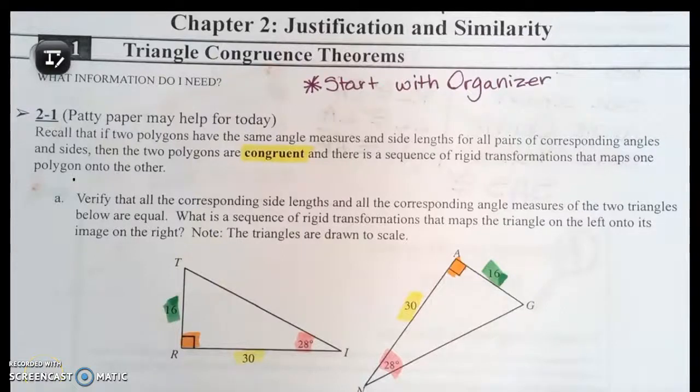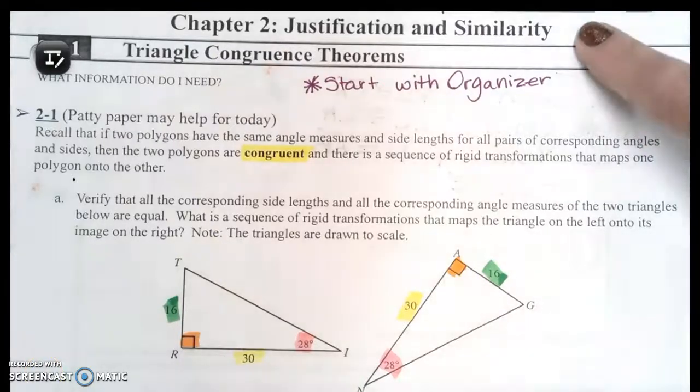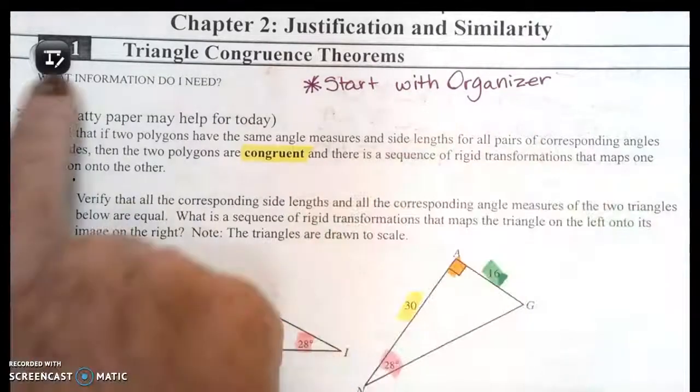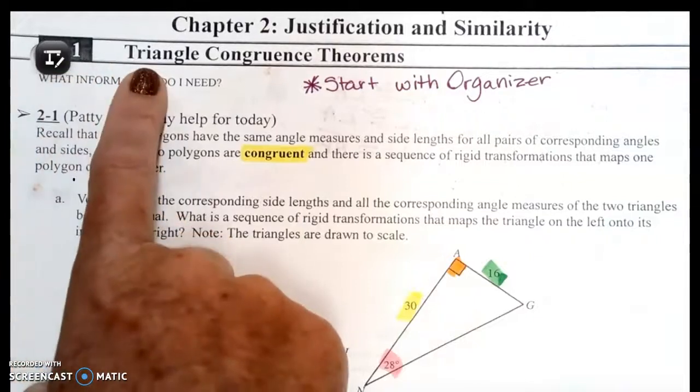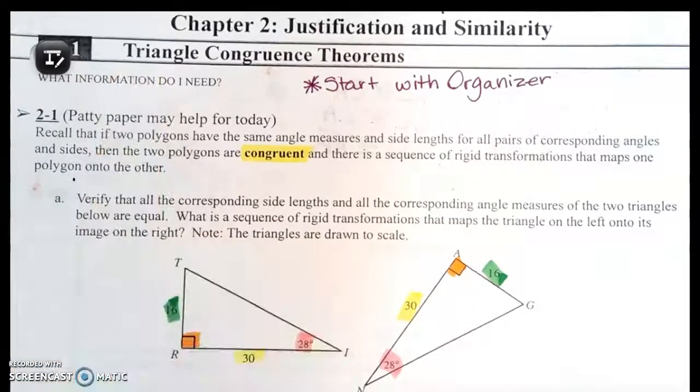The title of all of Chapter 2 is called Justification and Similarity. We're starting with 2.11 under that hole punch right there. There's a 2, and 2.11 is titled Triangle Congruence Theorems. We're going to answer the question, what information do I need?